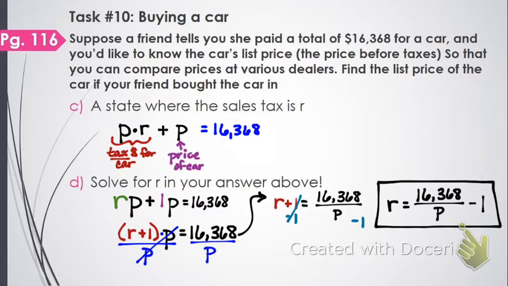Here's one of the big key takeaways that I want you guys to get from this. We just solved for R. What is R again? Yes, this is our tax rate.